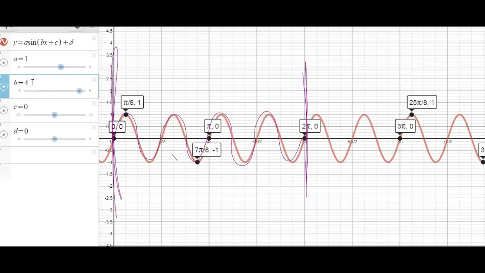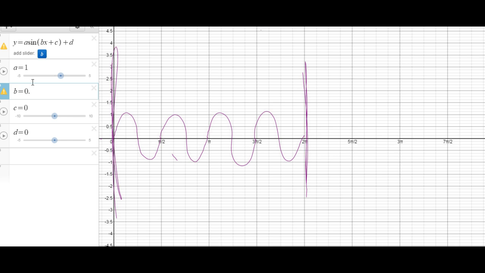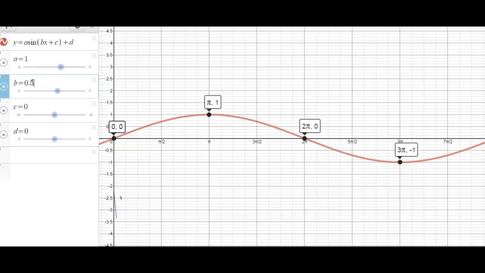So what if I change B to 1/2? Then what would the new period be? What's 2 divided by 1/2? How many halves are there in 2? 4. So if I change that to 0.5, then the period should be 4 pi, right? Well, here it is. 4 pi. And if you're looking at this on video, you can't see it, but the 4 pi is just outside the window there.